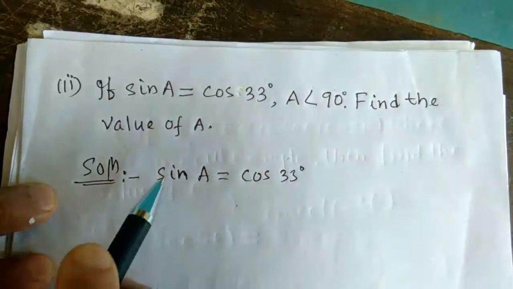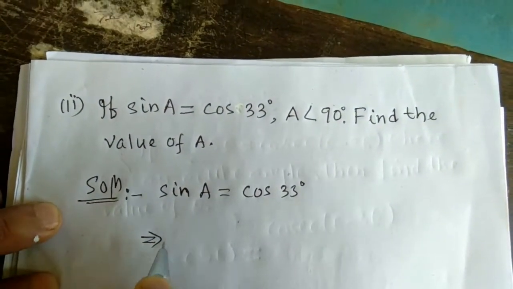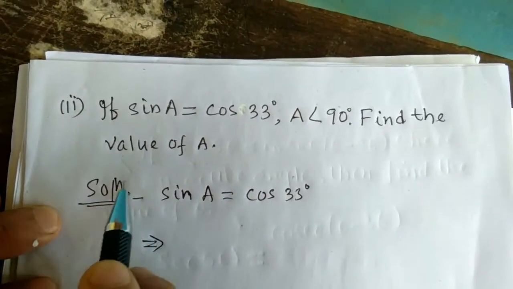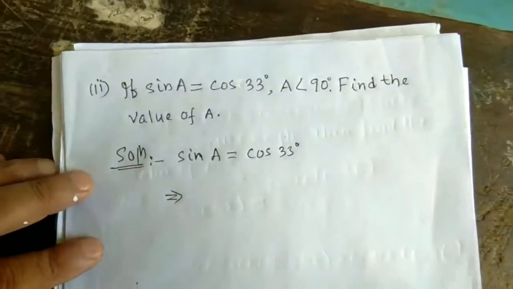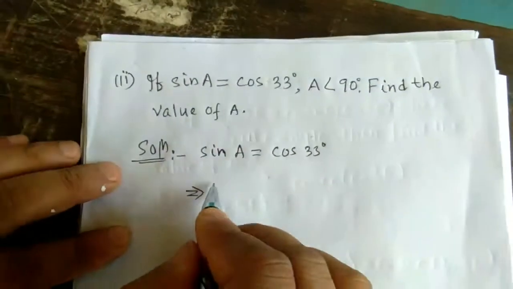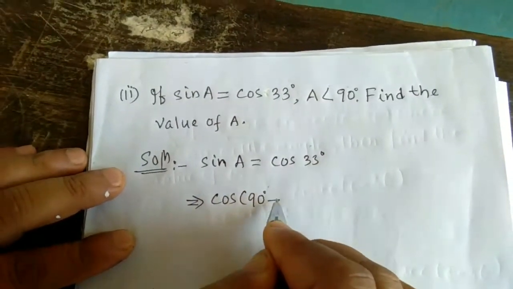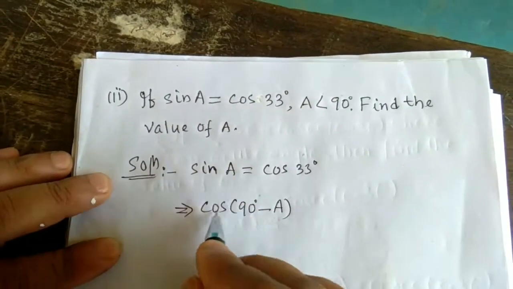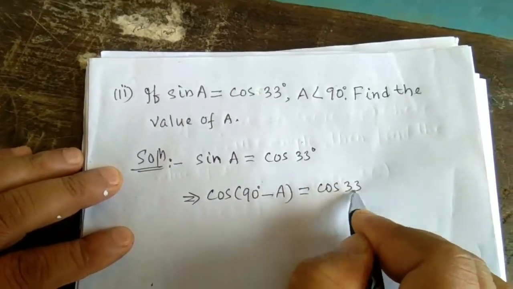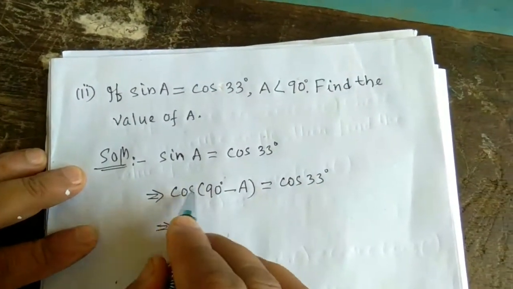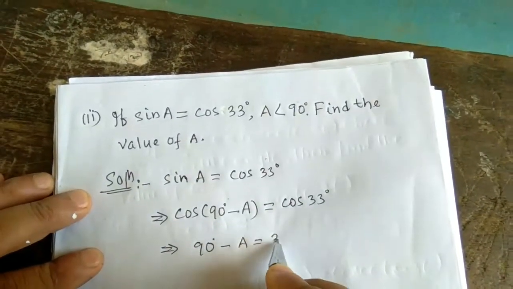Same as before, if different trigonometrical ratios are there, you have to convert them into the same trigonometrical ratio. Either you convert cos in terms of sine or sine in terms of cos. So let me convert sine in terms of cos. Whenever you convert or transfer, you have to apply the complementary formula. So we can write it like this: cos (90 degree minus theta). Here theta means A. If you apply the formula, again you will get the same thing: cos 33 degree. Cos will cancel from both sides. 90 degree minus A equals 33 degree.